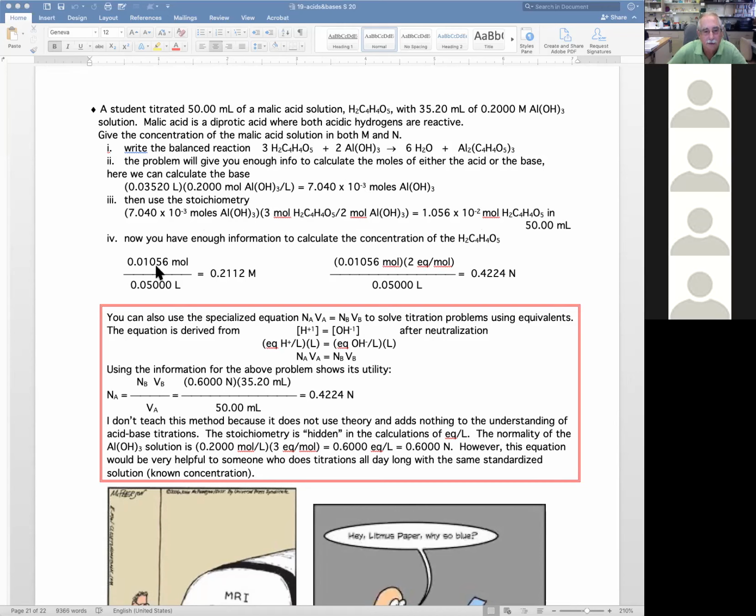So here's the calculation. Here's the moles, here's the liter. So here's our moles per liter. And then if we need to get equivalents per liter, we see that for malic acid, there are 2 equivalents of H plus in every 1 mole. So that converts moles into equivalents. Now we have equivalents per liter. So we can see that it's twice the amount of moles per liter.